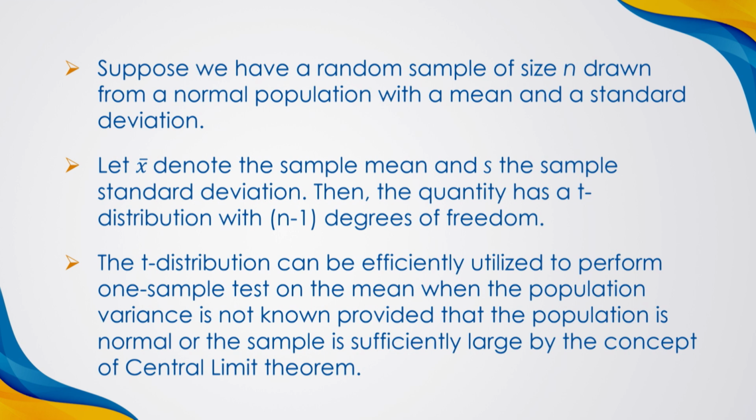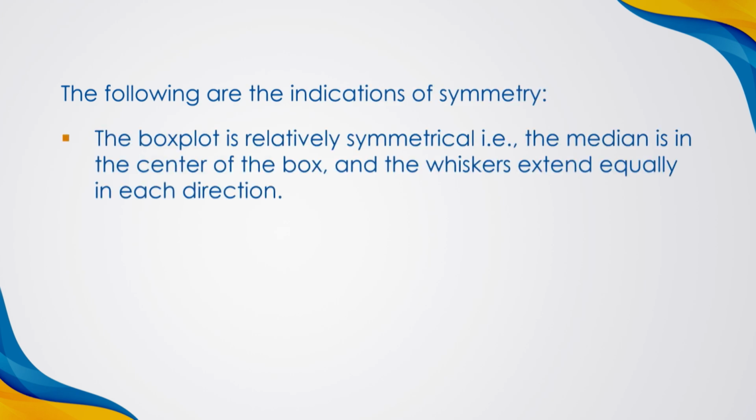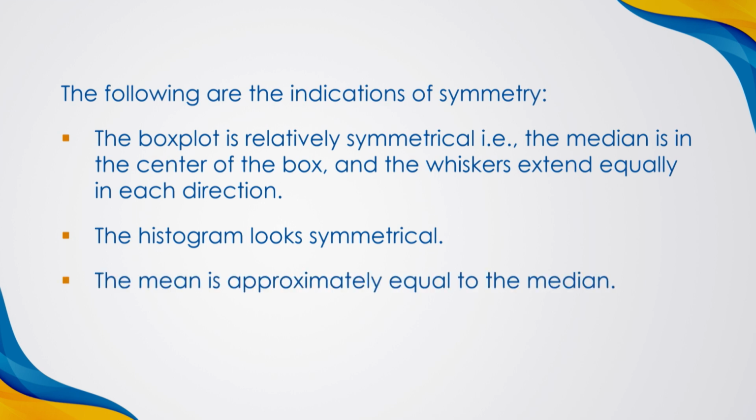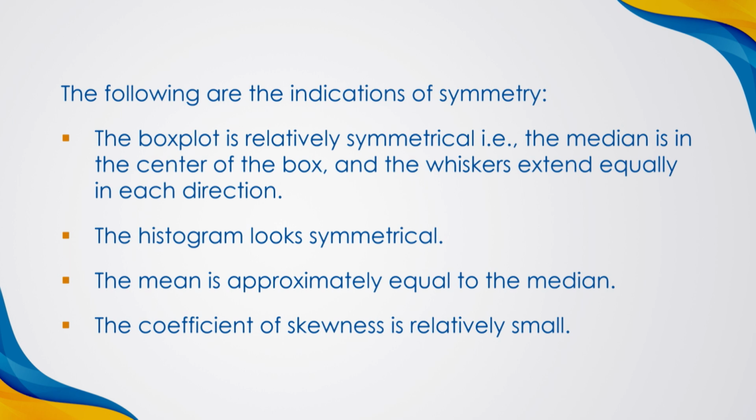The t distribution can be efficiently utilized to perform one sample test on the mean when the population variance is not known, provided that the population is normal or the sample is sufficiently large by the concept of central limit theorem. The following are the indications of symmetry. The box plot is relatively symmetrical, that is, the median is in the center of the box and the whiskers extend equally in each direction. The histogram looks symmetrical, the mean is approximately equal to the median and the coefficient of skewness is relatively small.